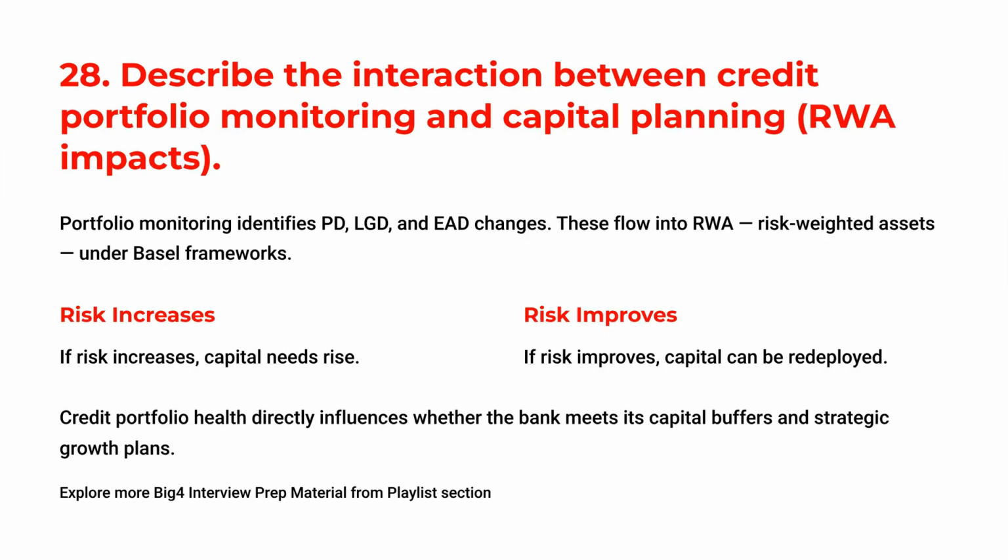Describe the interaction between credit portfolio monitoring and capital planning, RWA impacts. Portfolio monitoring identifies PD, LGD, and EAD changes. These flow into RWA, risk-weighted assets, under Basel frameworks. If risk increases, capital needs rise. If risk improves, capital can be redeployed. Credit portfolio health directly influences whether the bank meets its capital buffers and strategic growth plans.